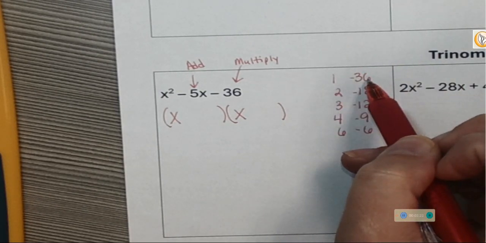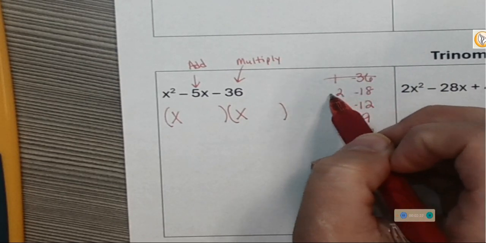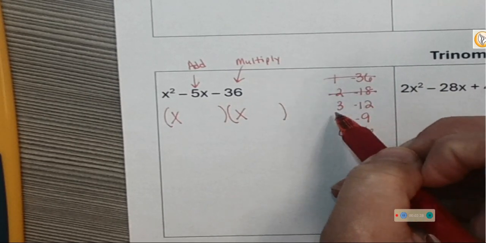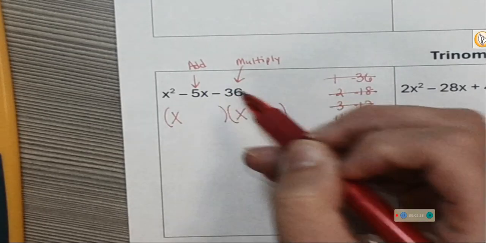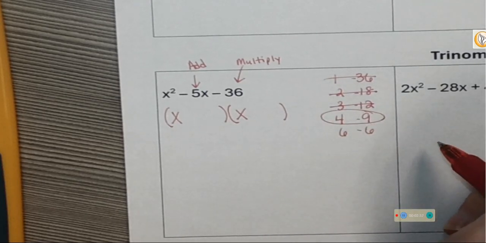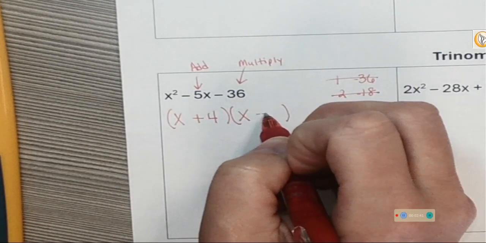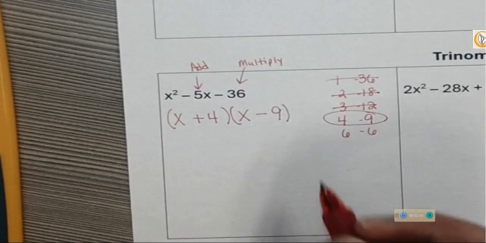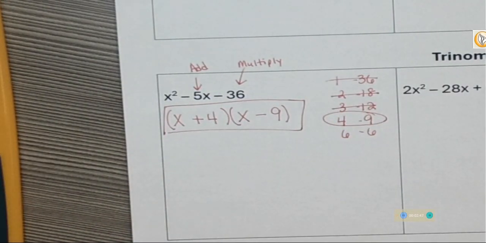1 minus 36 gives me negative 35. 2 minus 18, that's negative 16. 3 minus 12 gives me negative 9, not negative 5. 4 minus 9, that gives me negative 5. So my two factors are plus 4 and minus 9. That's all I have to do to factor that trinomial when a equals 1.